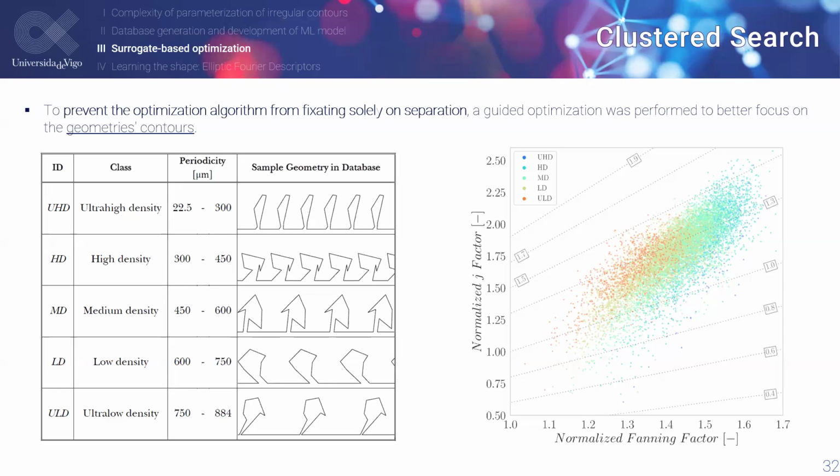Here, what you can see in different colors are the 5 different families. UHD stands for ultra high density, and the orange one is ultra low density. Ultra low density means fins that are far apart. Ultra high density means you have more fins in a smaller space. And instead of running only one genetic algorithm for the entire optimization, we ran 5 different ones for the 5 different families.